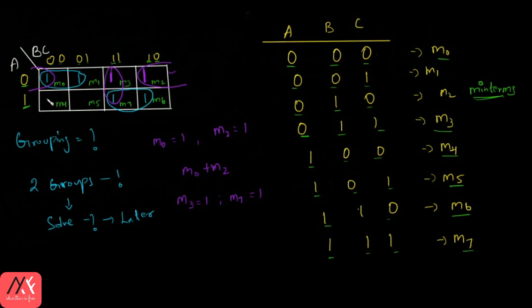There is a prime implicant in M4 and there is already a prime implicant in M6, right? M4 and M6 will be forming a group just like M2 and M0 did, right? So M4 plus M6 is actually a group. So this is how you form groups with a 3-variable K map, right?